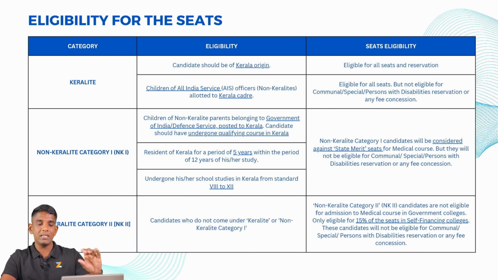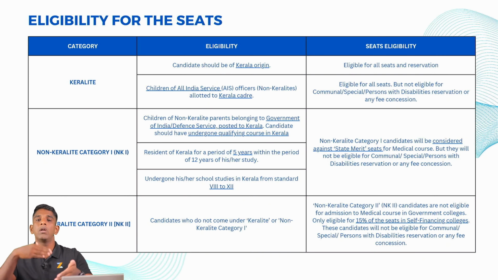For these three types of eligibility, let's look at what seats they are eligible for. Non-Keralite category 1 candidates will be considered against state merit seats. They'll be considered against state merit seats, but they will not be eligible for any communal reservation or any fee concession benefits. Next we'll go to non-Keralite category 2 candidates.